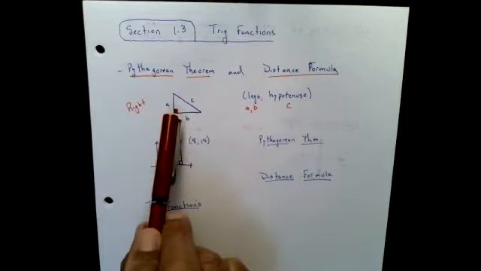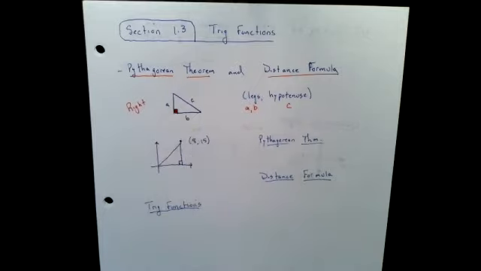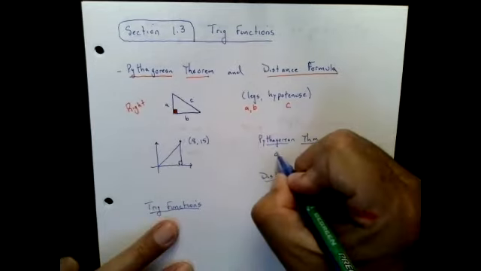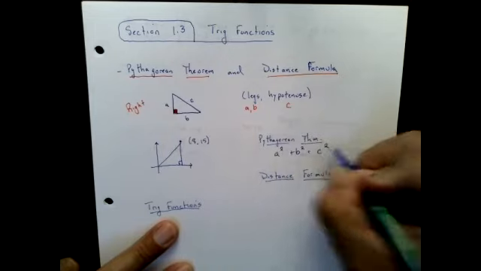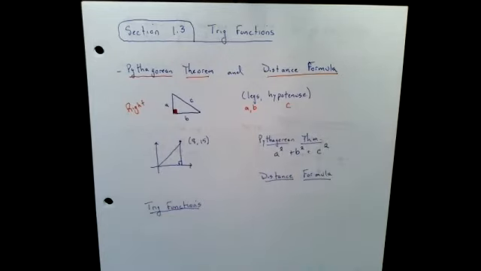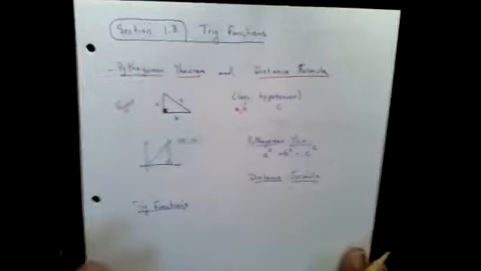If I have a right triangle, the Pythagorean theorem comes into play as A squared plus B squared equals C squared. A squared plus B squared equals C squared. And everybody was happy because this formula makes sense.